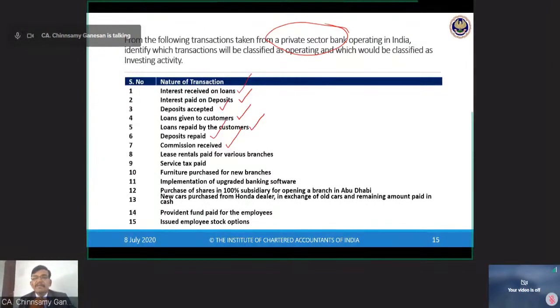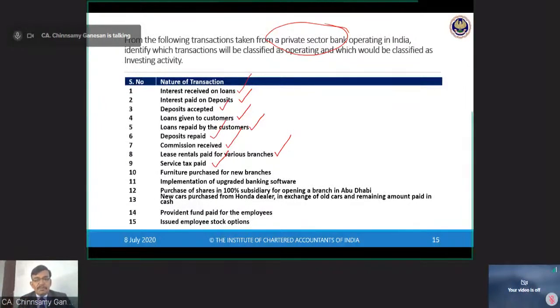Lease rent paid for various branches. Without rent, you cannot run any business. So this is also relating to your business operating activities. Service tax paid. We have told that any taxes payable to the government, if it is relating to the operating activities, should be treated as part of your operating activities. So this is also operating activity.